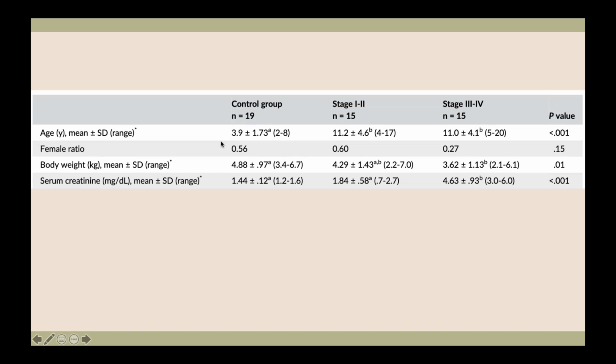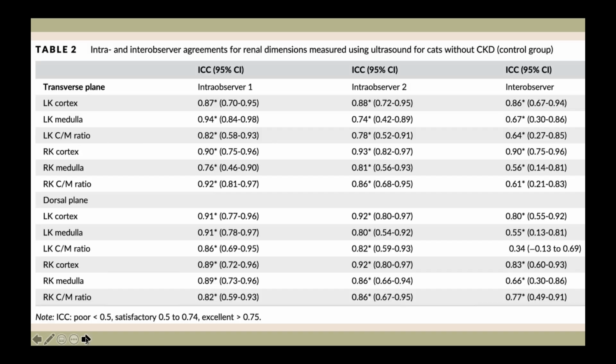When these older cats might have abnormally shaped kidneys because they are 11 years old versus 2 years old, but still potentially have normal kidney function. So I thought that they could have done a better job with that. Obviously, the azotemic cats are azotemic, so no big surprise there.